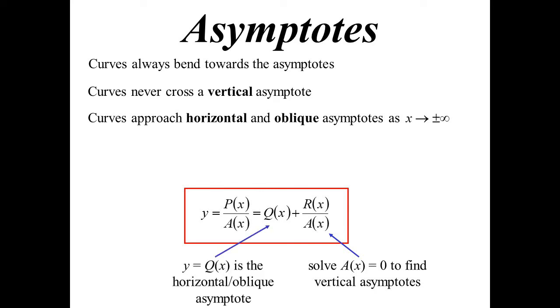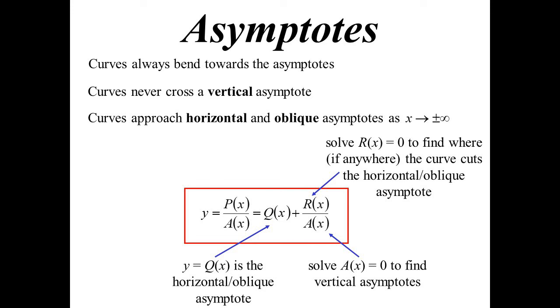Now the quotient turns out to be the horizontal or oblique asymptote. So that's where the curve will head to out at the extremities. And then the top of the fraction, this is where we can find out whether or not the curve does cut the horizontal or oblique asymptotes. All we've got to do is solve that top of the fraction equals 0. If we have a solution, then that's where it will cut the horizontal or oblique asymptote. So putting it in that form gives us a lot of information.